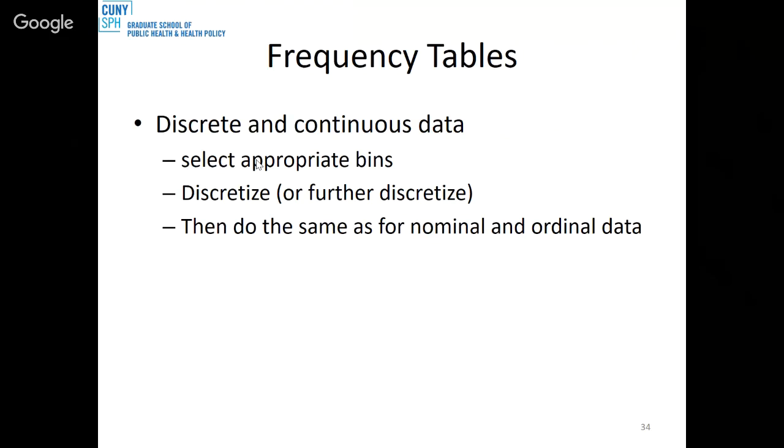So if we're talking about age, maybe it's 0 to 10 years old, 10 to 20, 20 to 30. The appropriateness of the bins is something that you have to choose. Your software will have some automatic defaults, but the defaults might not be the most appropriate for you. It might be something that you want to override.